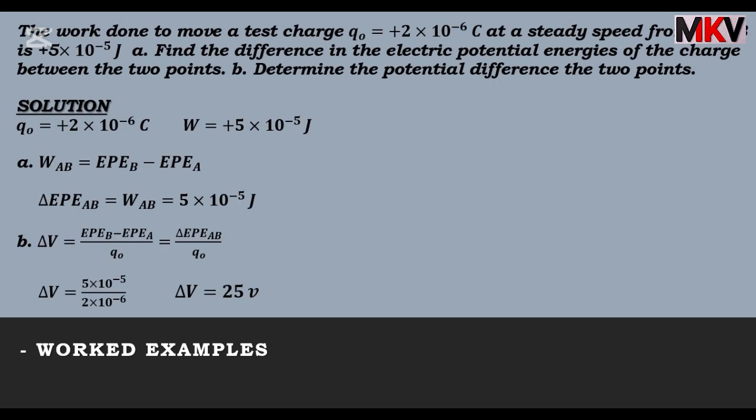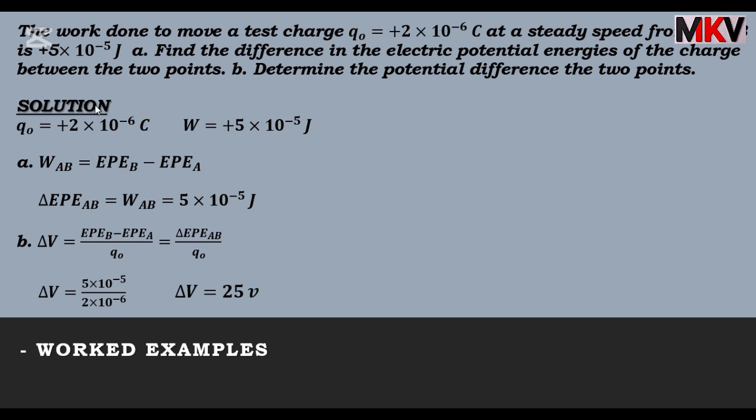So the work done to move a test charge Q naught, which equals plus 2 times 10 to the power minus 6 coulomb, at a steady speed from point A to B is 5 times 10 to the power minus 5 joules. Find the difference in the electric potential energies of the charge between the 2 points, and then determine the potential difference between the 2 points.